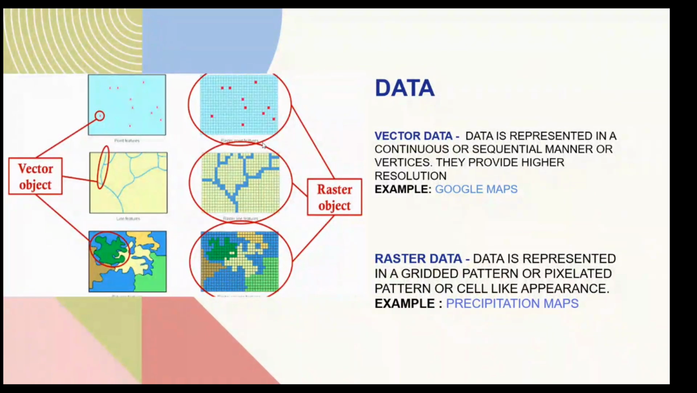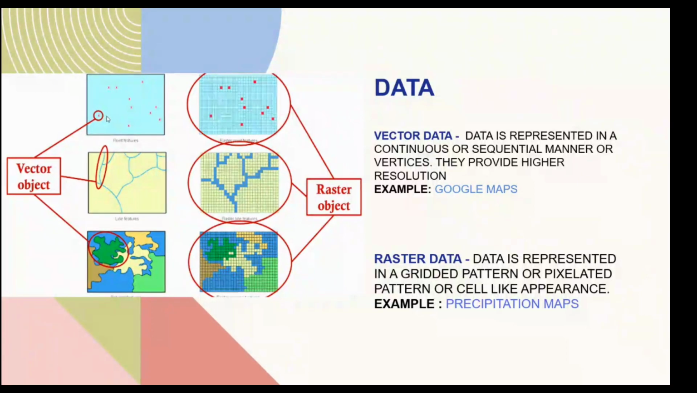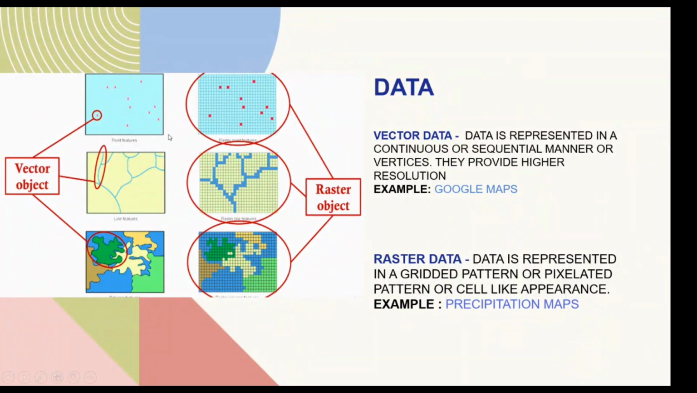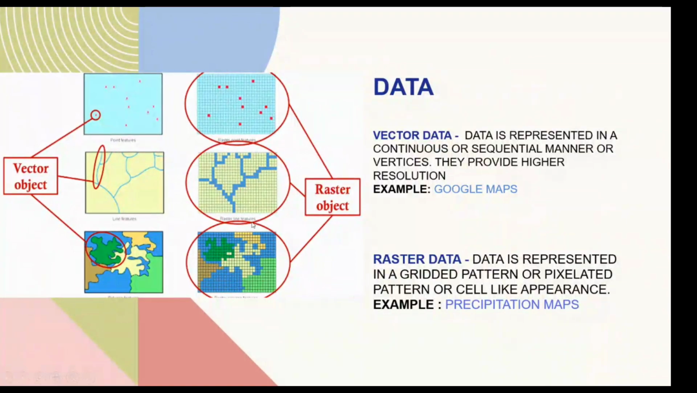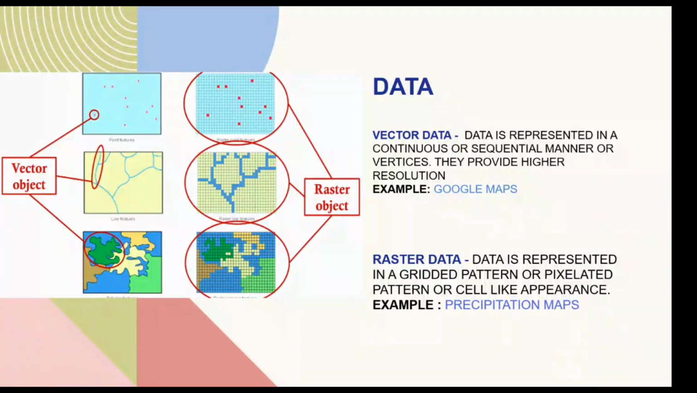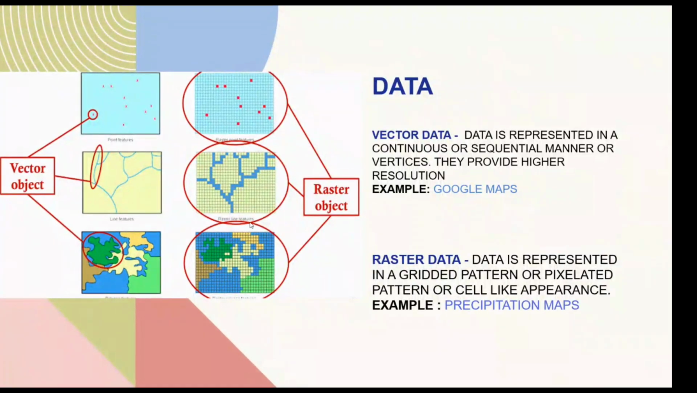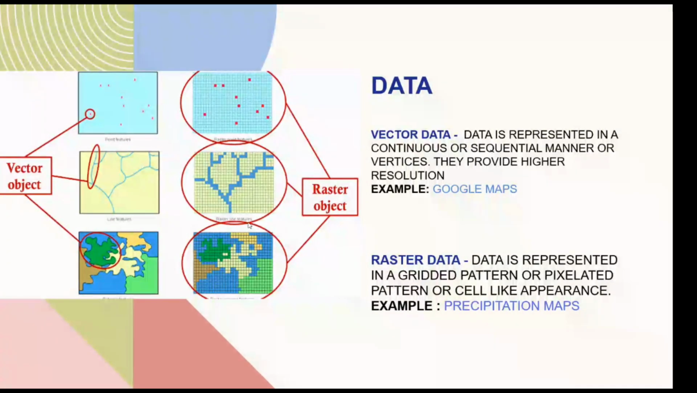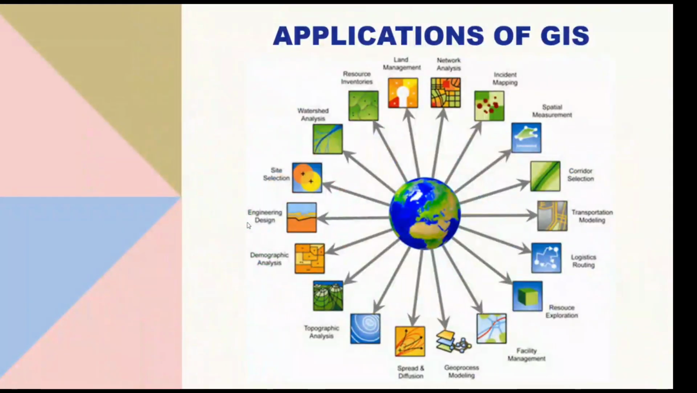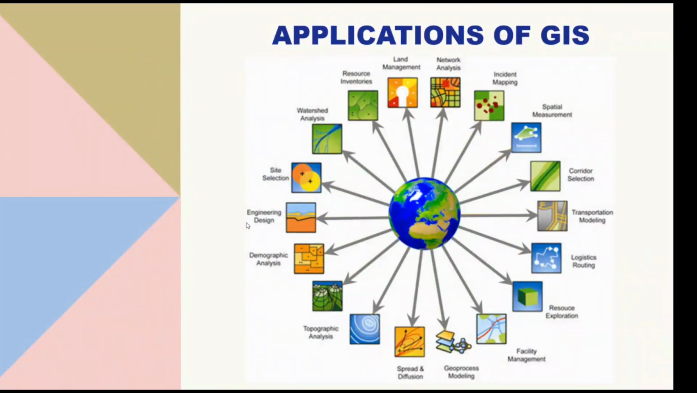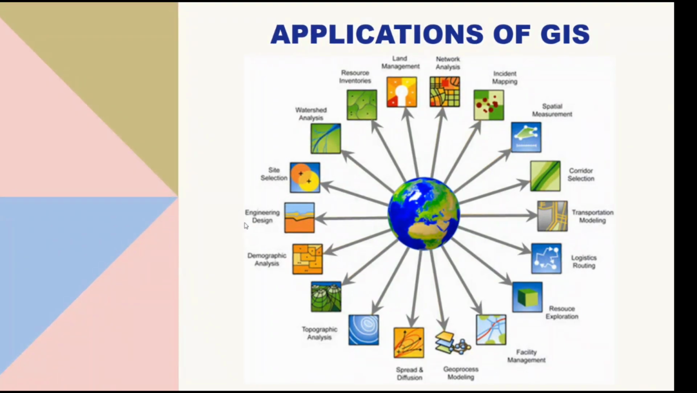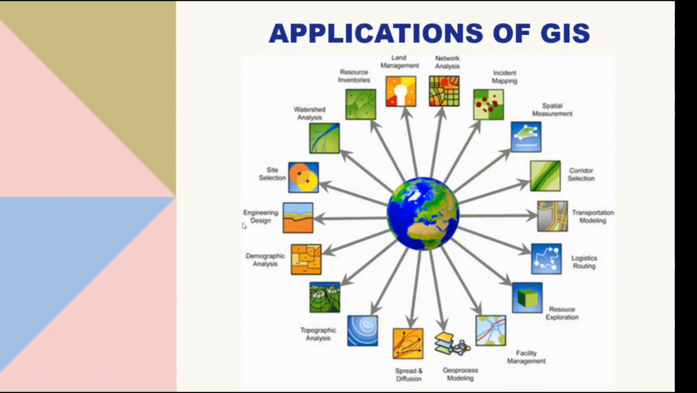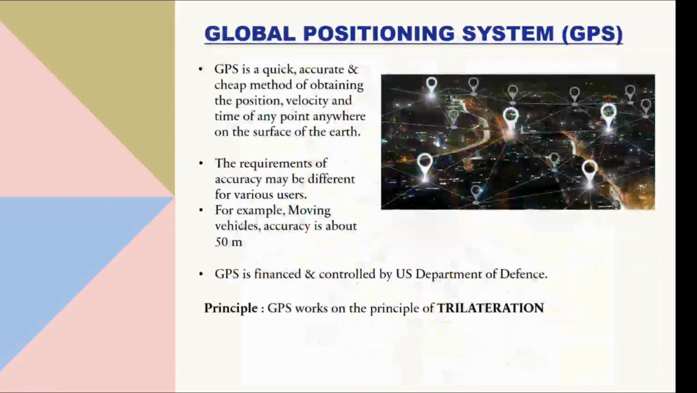Coming to raster data, in this the data is represented in a gridded or pixelated pattern, or here we can see it has a cell-like appearance. Each pixel or grid will carry unique information. They are associated with lesser resolution, for example, precipitation maps. And we can see various applications of GIS. There are various fields in which GIS can be used, like academics, industry, business, government, as well as military.